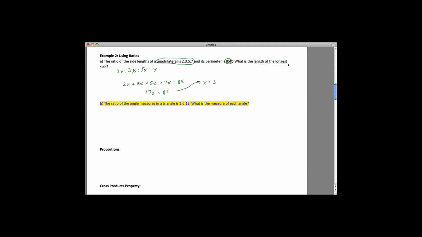And when it says what's the length of the longest side, well, this is going to be the longest side here. So it's going to be 7 times 5, which is equal to 35 feet for the longest side. Okay? So you see we compared the ratio of the sides and used that formulated with an x to find what it would equal when it was equal to the perimeter. Okay? I want you to try this one in yellow here. Remember, we're talking about the angles, but we know what the measures of all the angles of a triangle are supposed to be equal to. Okay? So don't forget that.